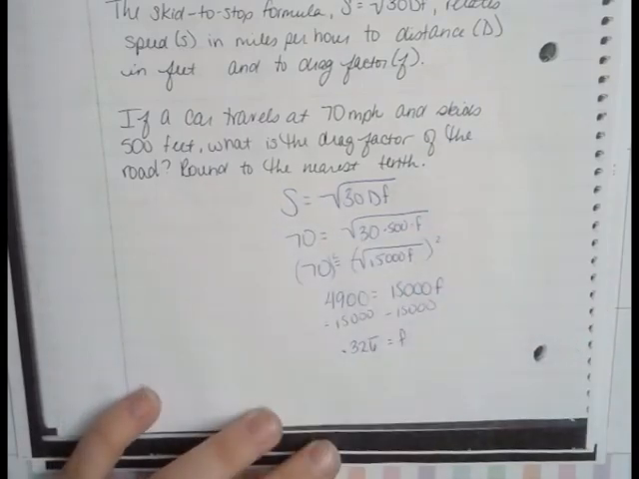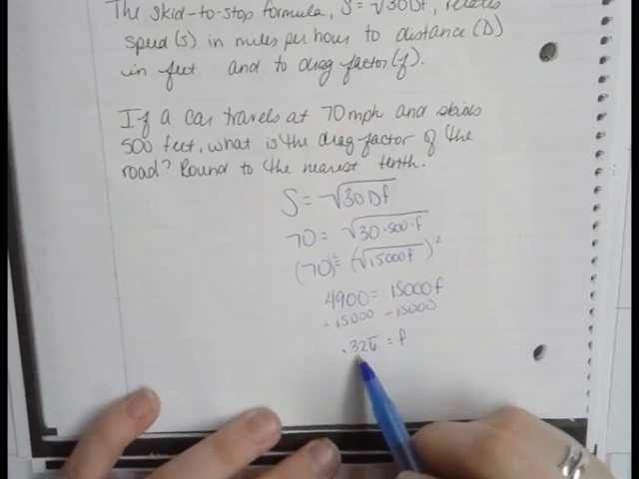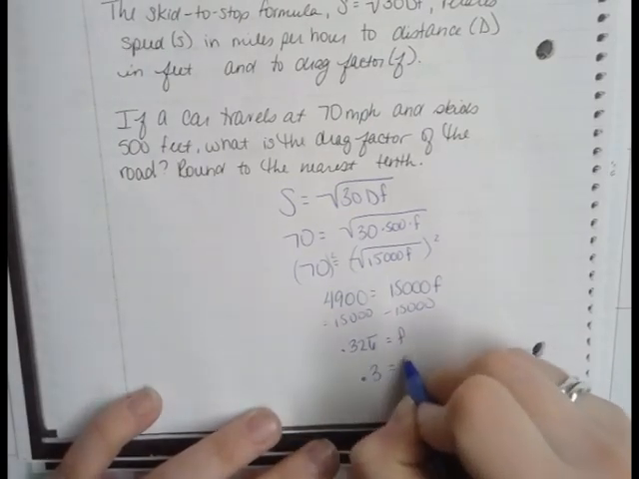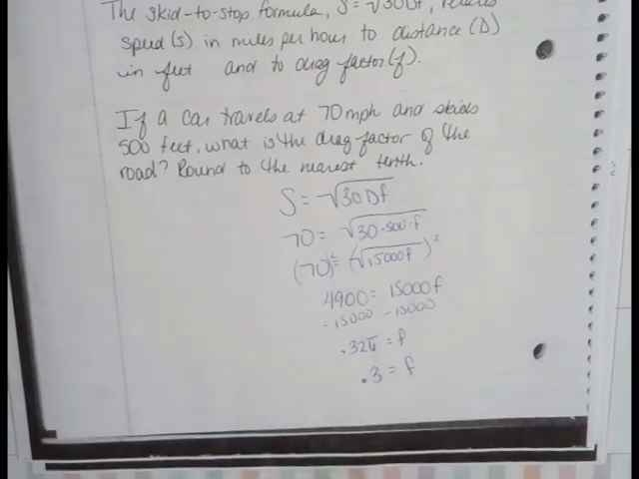It says round it to the nearest tenth, so I'm going to look at my tenths place. Look behind it, it's a 2. That means the drag factor of this road is 3/10.